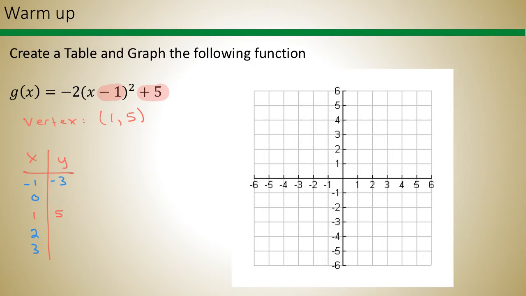Okay. When I sub 0 in, that's going to be -1 squared is 1 times -2 is -2 plus 5, that's going to be +3. And then remember that this thing's going to be symmetrical, so this is going to be 3 and -3 on that side. So that gives me these points. -1, -3 is there, 0, 3 is up here, 1, 5 will be there, 2, 3 will go here, and 3, -3 is going to be there.